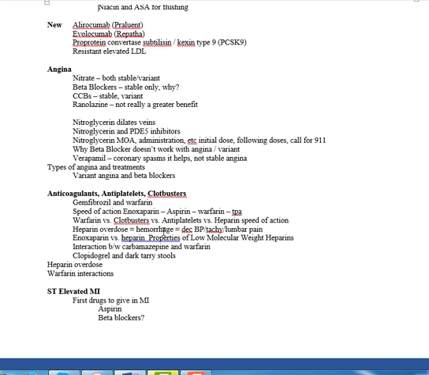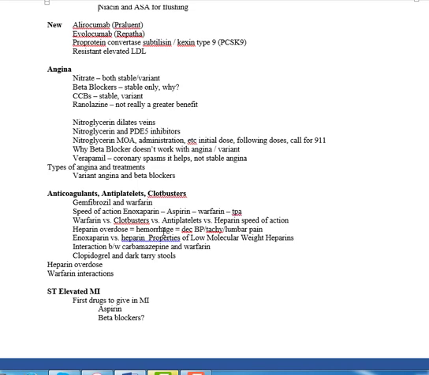Beta blocker doesn't work with variant angina. I talked about that. Verapamil, it's good for coronary spasms, not stable angina. And that's really talking again about the calcium blockade and the muscles and so forth. What types of angina do we have in the treatments? And I went over that with the beta blockers.